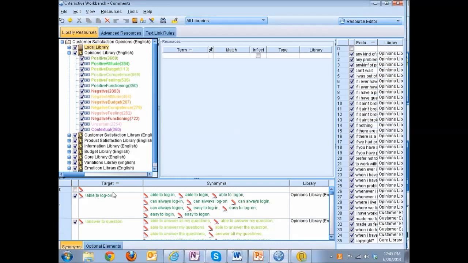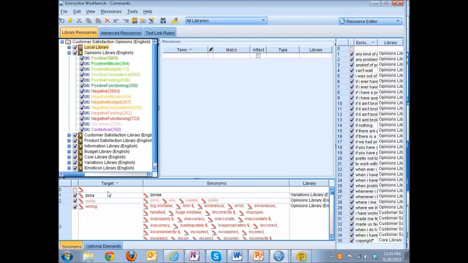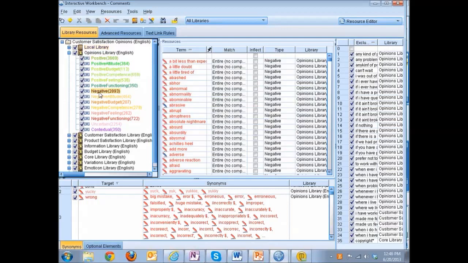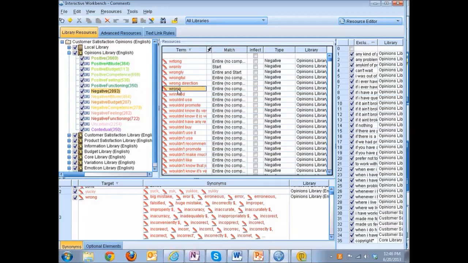Down here we've got a bunch of what they call targets, and these are words or combinations of words that we will be relating back up into these concepts. So let me find a word that we might all identify with. We're thinking about negative opinions, something's wrong. And maybe we pull up our negative opinions. I'll organize this back to front. So you can see, here's the word wrong.